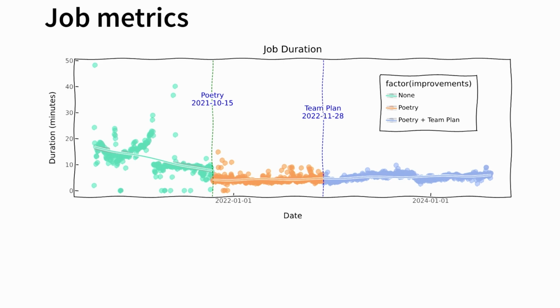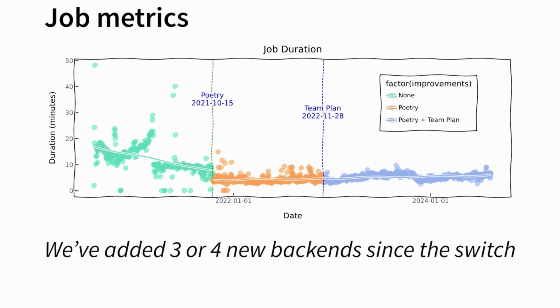And then when we added the ability to do more concurrency, there wasn't a huge effect on average job duration, because that doesn't actually help with that problem. This is about making your actual individual test-this-backend thing faster. And since we've switched to poetry and the team plan, we've added 3 or 4 new backends and it's roughly stayed the same, which is pretty nice.